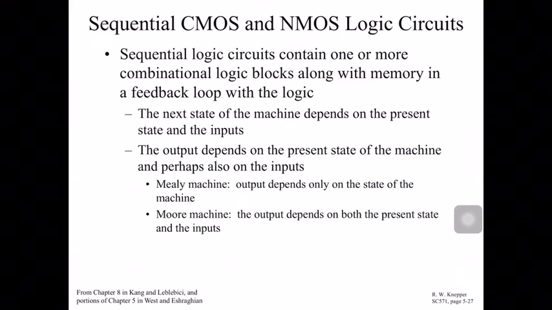Okay, so sequential CMOS and NMOS logic circuits. Sequential logic circuits can contain one or more combinational logic blocks along with memory in a feedback loop with the logic circuit, and the next state of the machine depends on the present state and input, and the output depends on the present state of the machine and also the inputs. There are two kinds of machines, the Mealy and the Moore machine. In the Mealy machine, the output depends only on the current state. For the Moore machine, the output depends both on the present state and its current inputs.